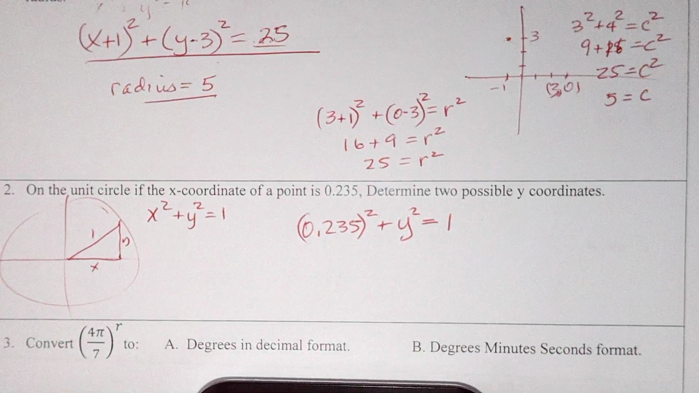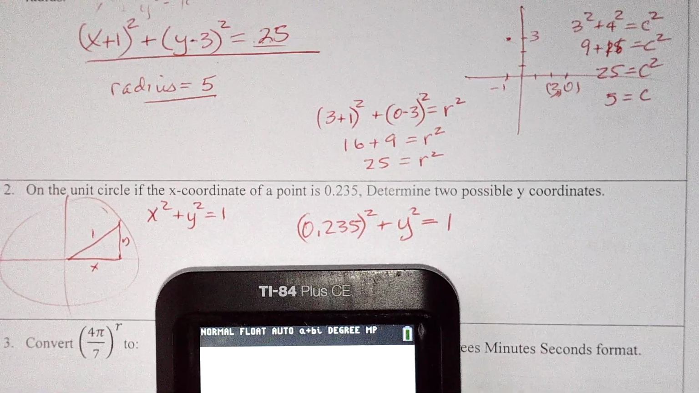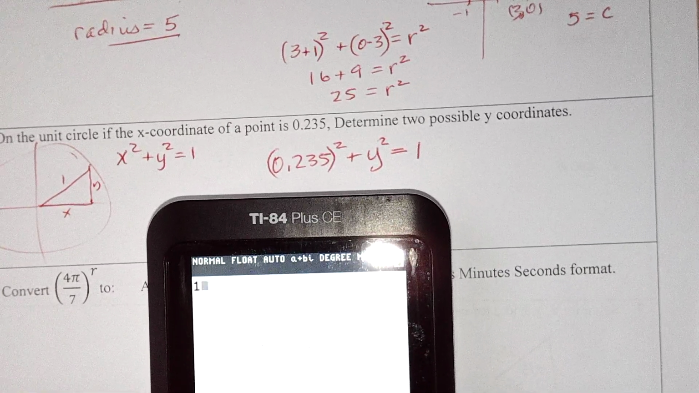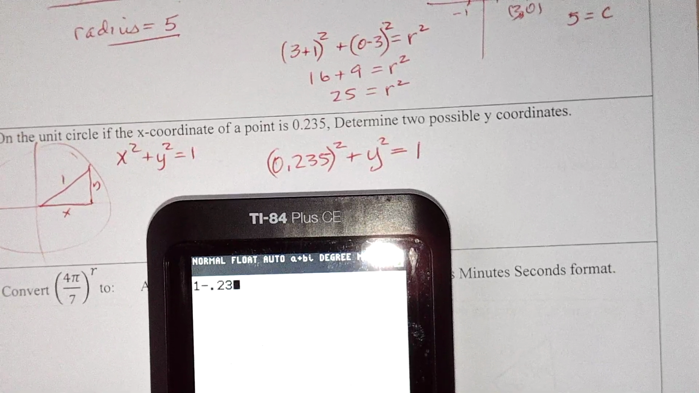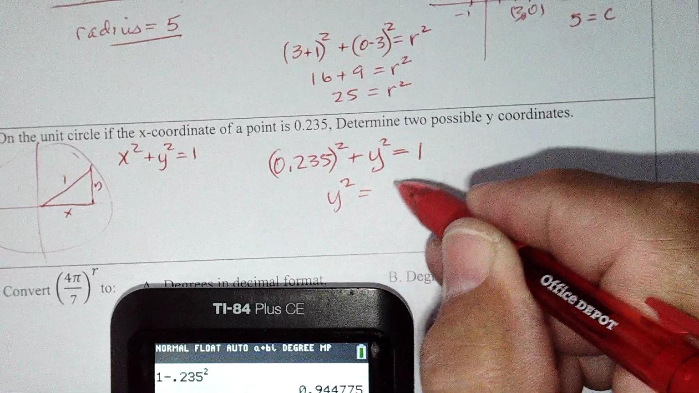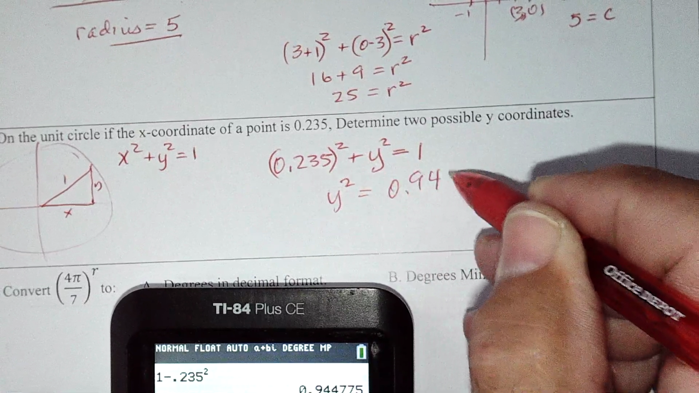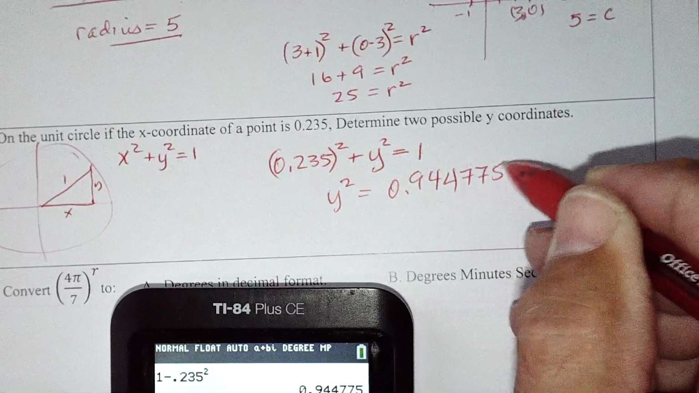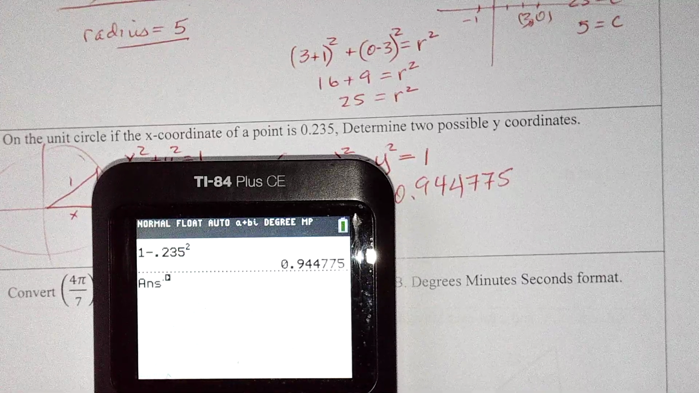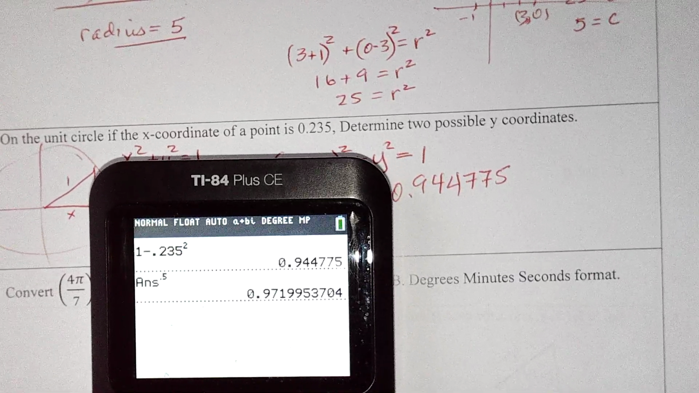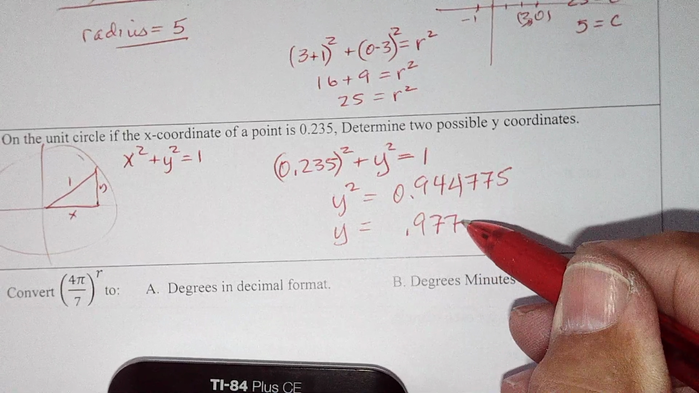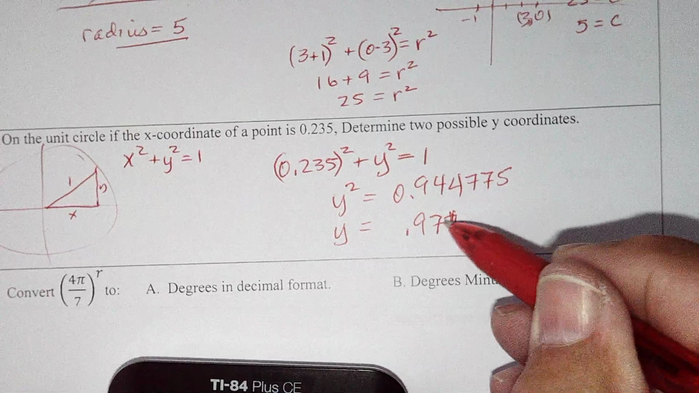So I'm going to write, let's get it up here where you can see it. I'm going to type in 1 minus 0.235 squared, and that's what y squared is. 0.9447775. That's what the calculator is giving for that. And then I need to take the square root. Square root is the 0.5 power. And so that's 0.97199. So let's just round it off to 2.